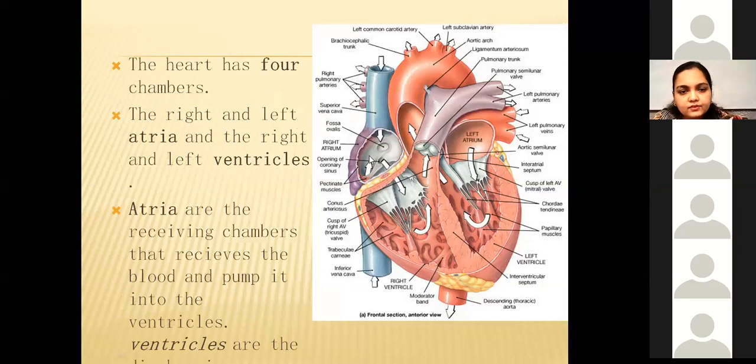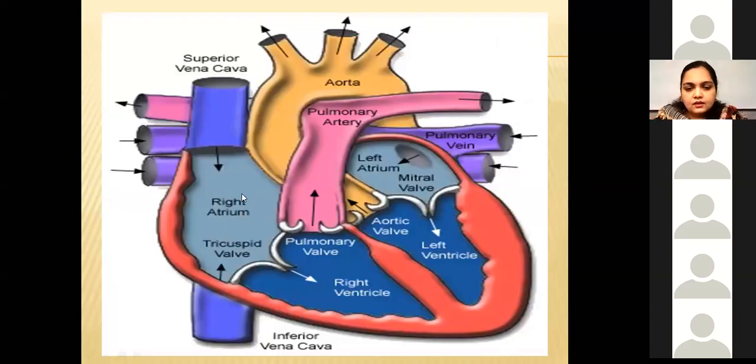Now the heart has four chambers, right and left atria and right and left ventricles. This is the right atrium, left atrium, right ventricle, left ventricle. Atria are the receiving chambers, they receive the blood, and then the blood is distributed throughout the body with the help of the left ventricle. Between these atria and the ventricles, valves are also present, called the atrioventricular valves. There are two types of valves, semilunar valves and atrioventricular valves, which we will discuss in detail.